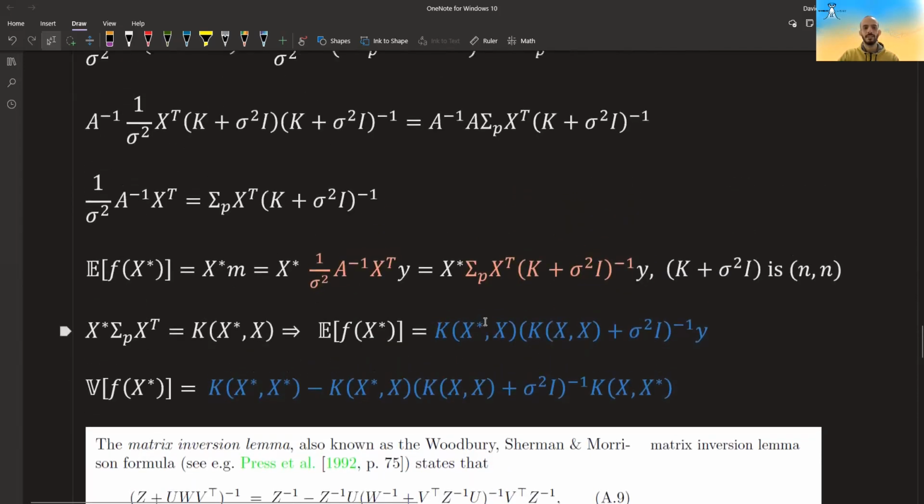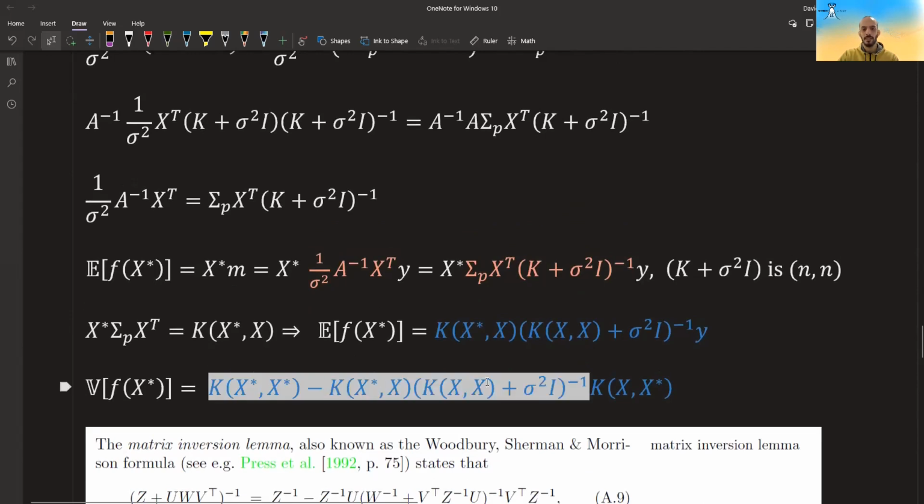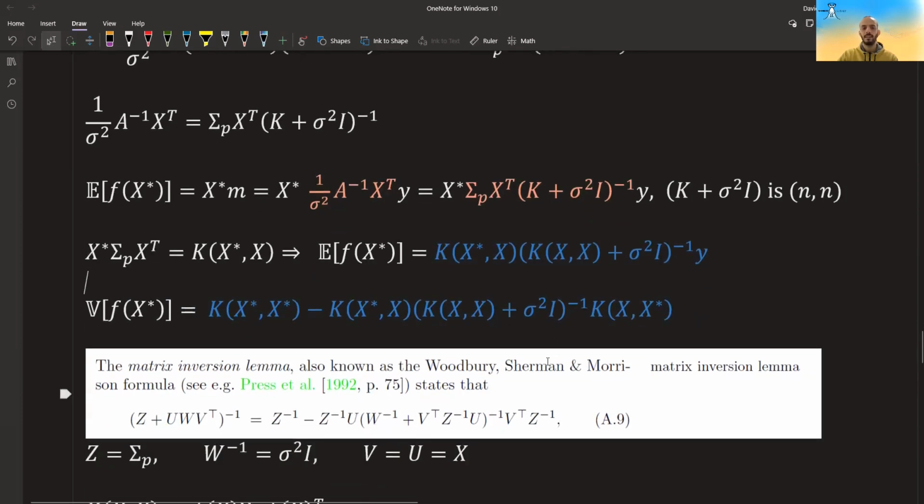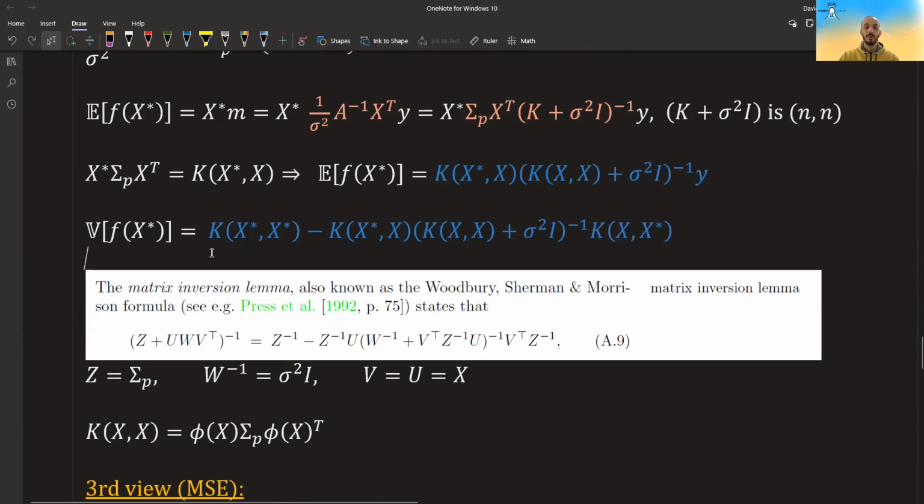Okay, and if we do the same thing for the variance, you will get that the variance is also equal to the same expression as before. And to do this, you have to use the matrix inversion lemma. I won't show the algebra here, but basically you have to use this formula over here, which also appears in the Rasmussen book, which I will leave a link to in the description.